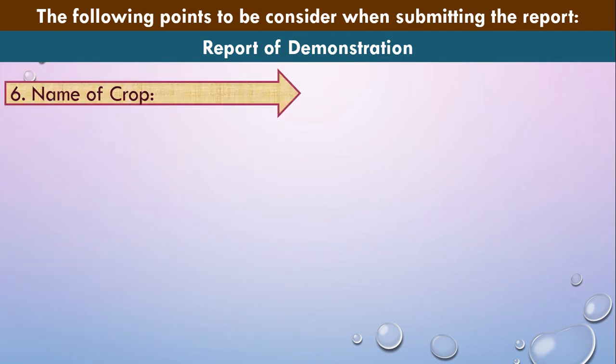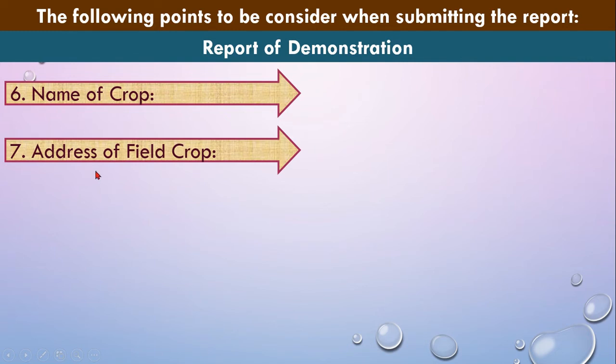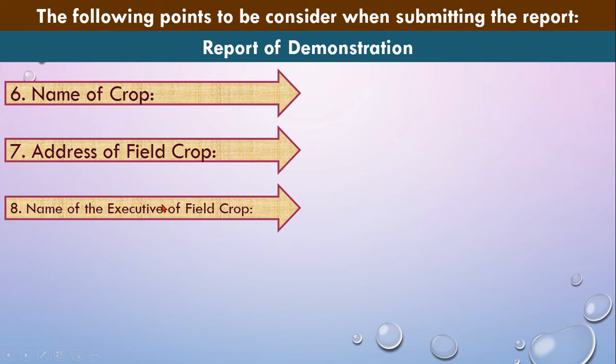Then the name of the crop. That means if the crop is rice, then write down that the name of the crop is rice. Then the address of the field crop. That means where the field crop belongs. If it is Gazipur Bangladesh Agriculture Research Institute, then write down their name. Name of the executive of the field crop. That means the owner of the field crop, or who shows you around, write down his name. The executive will be Mr. Rohim, Mr. Korim, whoever he is.